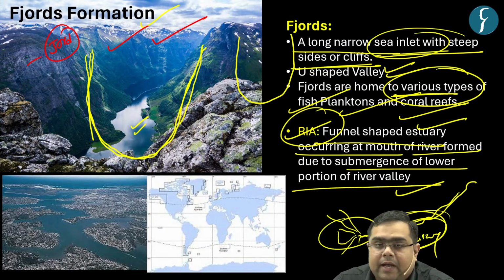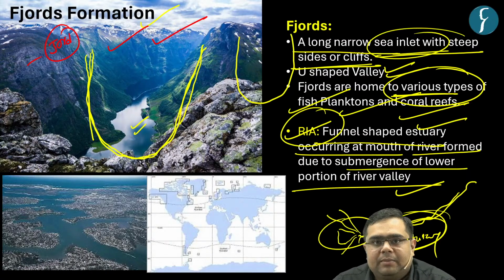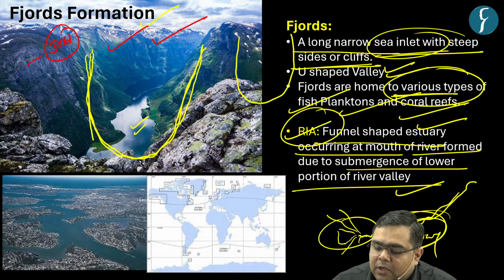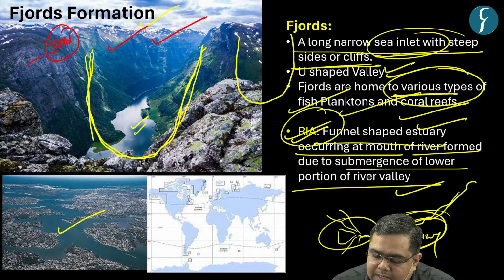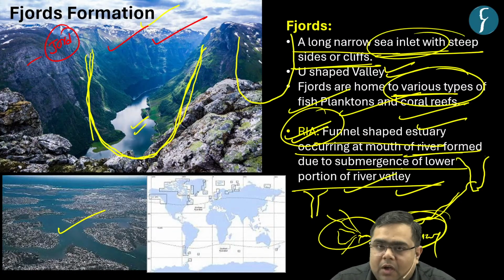You must have heard and read about the differences between delta and estuary, and in fact this question came in GS paper 1 a couple of years back: what is the key difference between delta and estuary. So another concept that should be of interest to us is the concept of ria. This is an example of a ria, like an estuary. These are funnel-shaped estuaries. Funnel means this kind of structure, right? This kind of structure occurring at the mouth of a river, formed due to submergence of lower portions of the river valley.